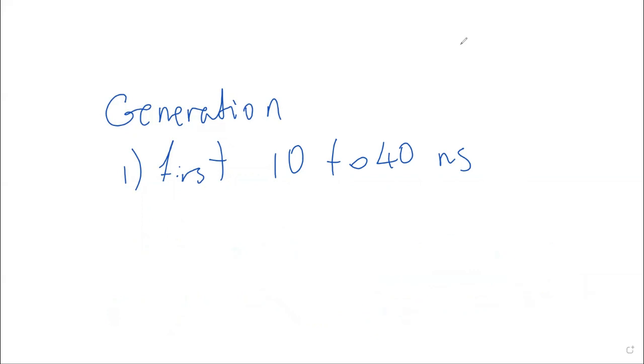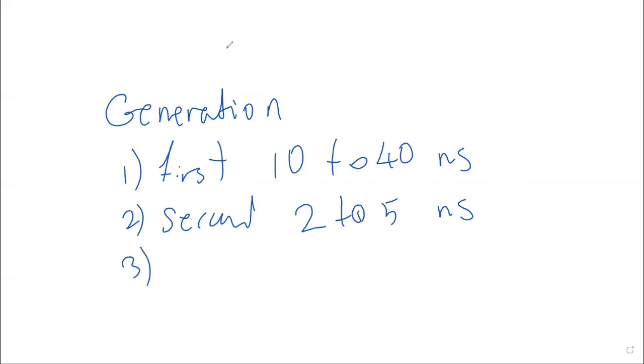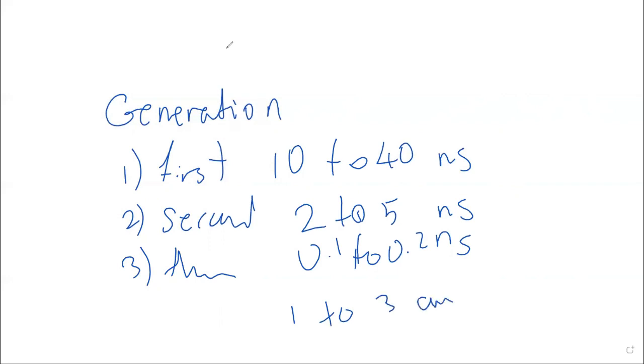So the second generation: the pulse is between 2 to 5 nanoseconds. It's better because of the advance in technology and measuring the time better. And the third generation is between 0.1 to 0.2 nanoseconds. It means that it comes to an accuracy of about 1 up to 3 centimeters.